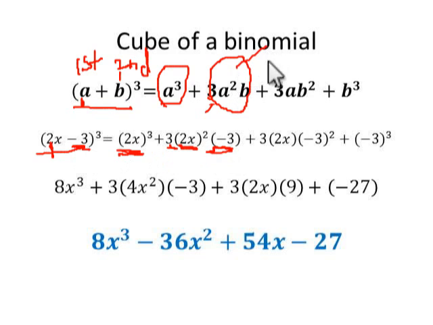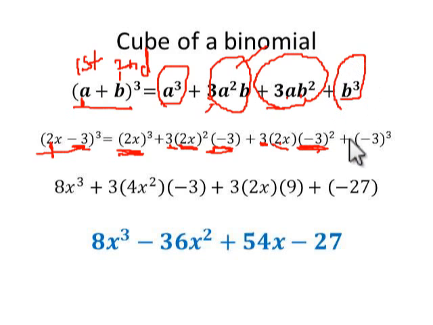Okay, so tapos na tayo dito. Ang susunod ay ito naman. Ano tong tawag natin dito sa term na to? 3 times the first times the square of the second. So let's do that. So we have here 3 times 2x times negative 3 squared. Plus, ang pinakahuli na pinapagawa sa atin ay cube of the second. Ano ang second natin? Negative 3. So we have here negative 3 cube.